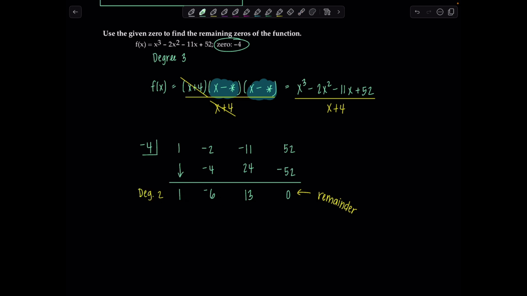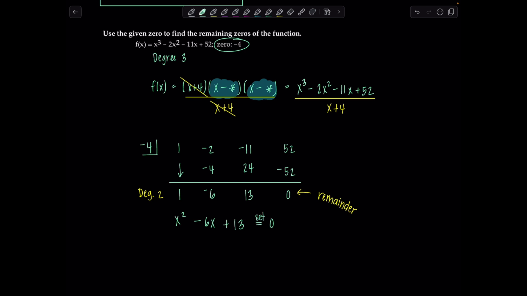So then 1 is the coefficient of x squared. Negative 6 is the coefficient of x to the first. And then positive 13 is my constant term. So basically, my remaining 2 zeros are sitting in here, in this quotient. How can I figure out what they are? Well, I'm going to set it equal to 0.